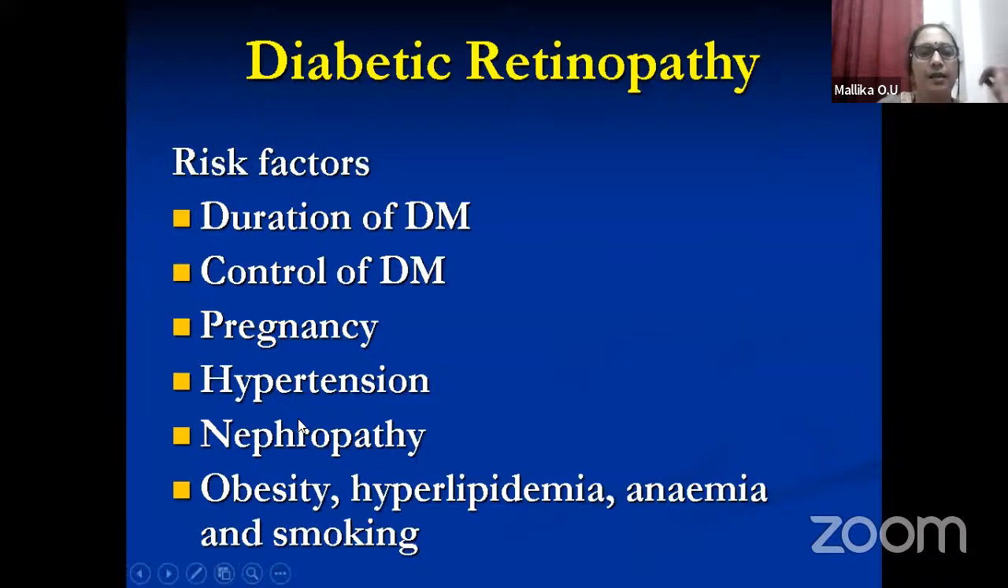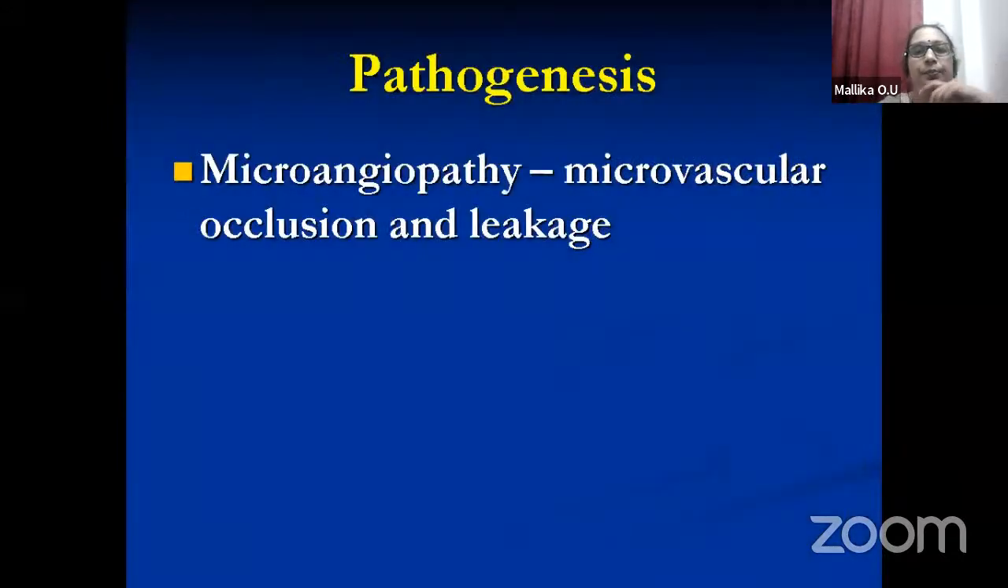Okay. Then other risk factors include hypertension, diabetic nephropathy, obesity, hyperlipidemia, anemia, and smoking. Smoking is a very, very important risk factor for development of diabetic retinopathy. So what is the pathogenesis? What is happening in patients with diabetes?